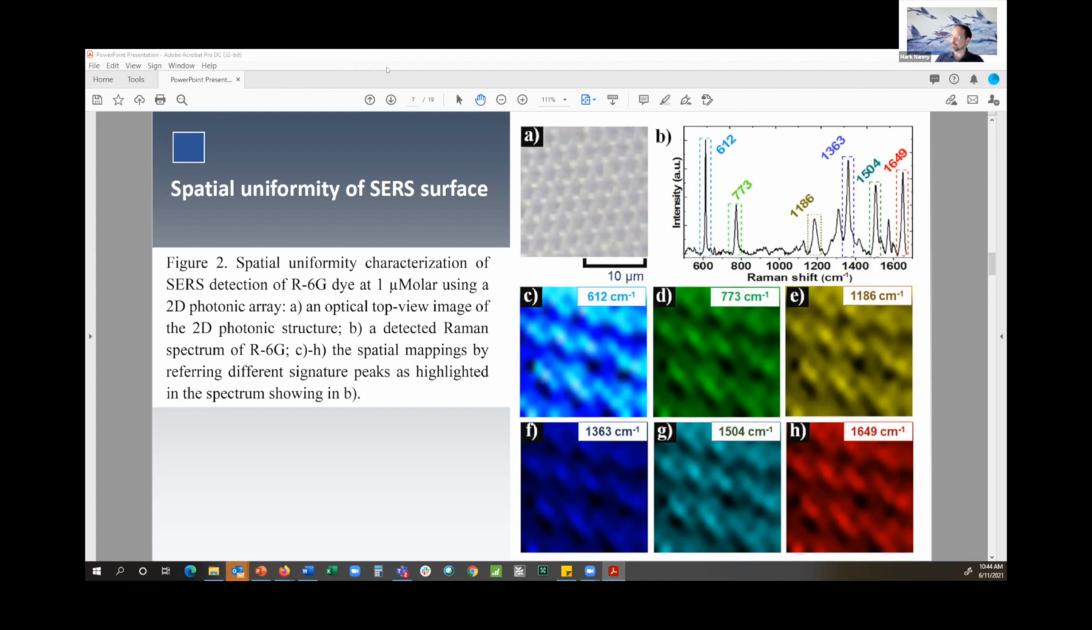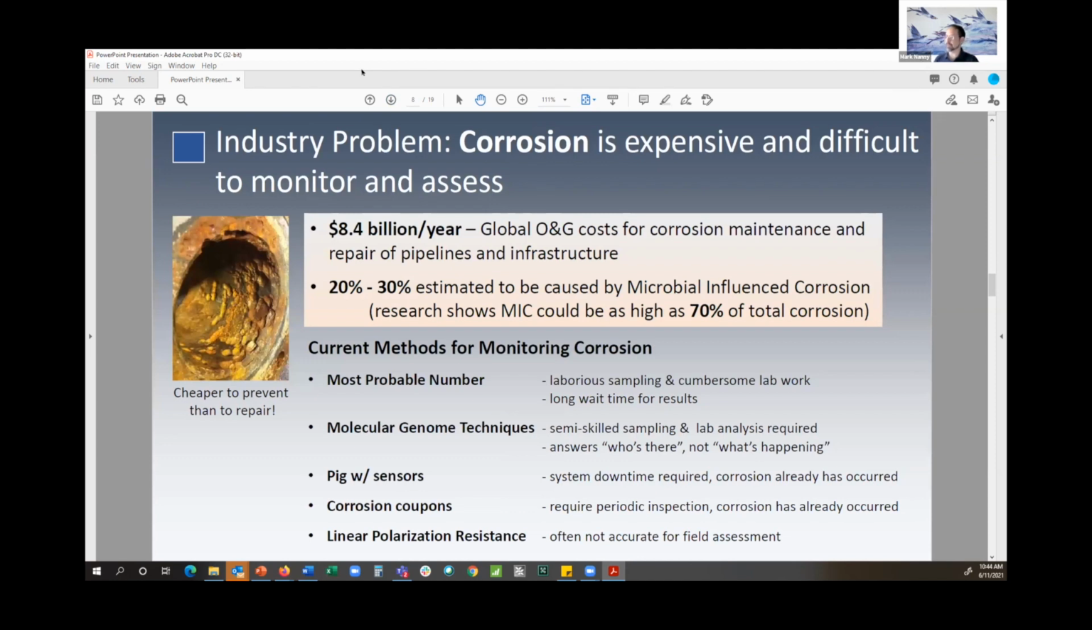So with that said, we now wanted to turn to some applications in the field, and the first area we started to work with is microbial influence corrosion. Next slide, please. And why corrosion? Well, I and my colleagues have a lot of experience with microbial influence corrosion, and corrosion in the oil and gas industry is a very, very expensive problem. As you can see here, it's estimated that $8.4 billion a year are spent just on corrosion maintenance and repair in the oil and gas industry.